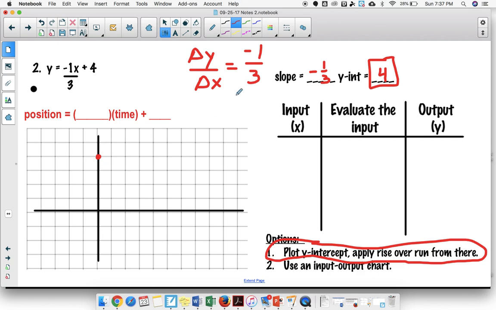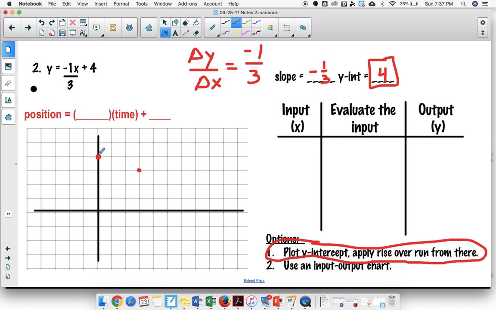And then I'm going to go over, the change in x is 3. So we're going to go 3 to the right. You wouldn't want to go to the left, because if you do both of them negative, look what happens. The line actually ends up with a positive slope. And that's not what the equation tells us.